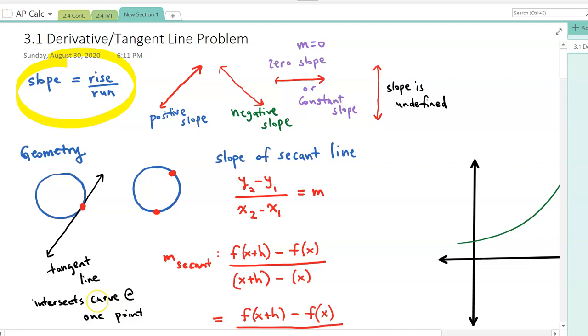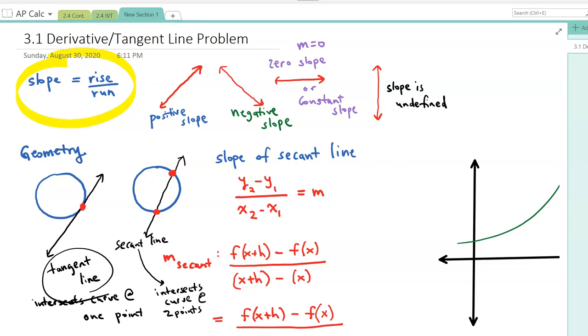However, if you have a line that intersects two points, so here we have another curve, and you're going to intersect those two red dots, we call that the secant line. The secant line intersects the curve at two points. So now I'm going to talk about the secant line, and then we're going to make our transition to how this connects to calculus and the tangent line problem.